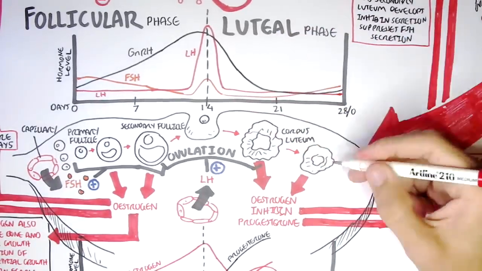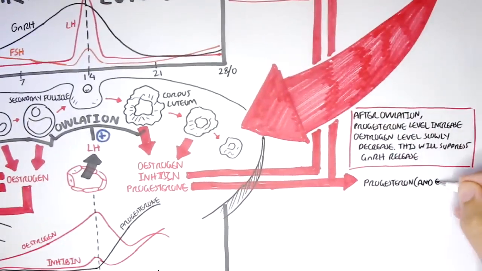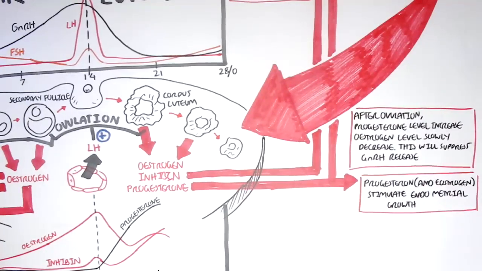But the main effect of progesterone is that it will stimulate endometrial growth. The endometrial lining is the lining of the uterus, which will shed each month, or the endometrium is where the egg will implant if it's fertilized by sperm. Okay, let's just say there was no fertilization because this is just a normal menstrual cycle.